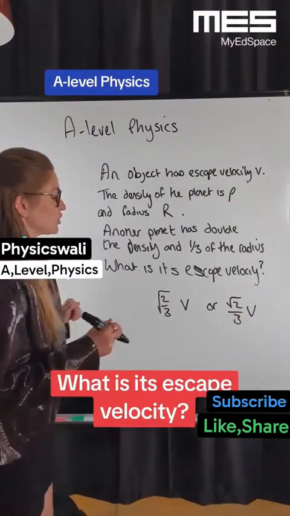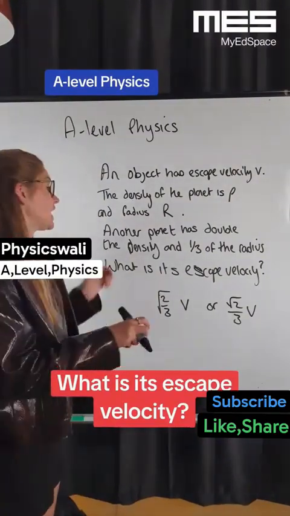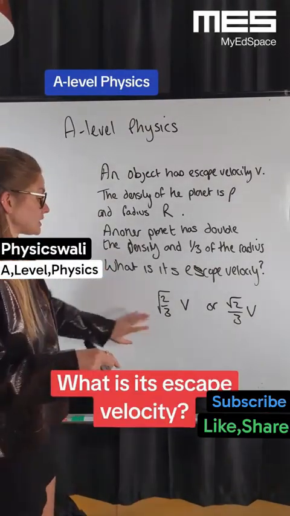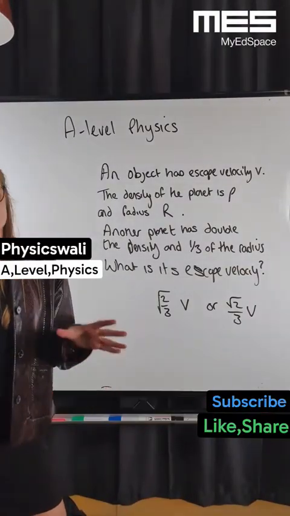Okay, so this one we're doing escape velocity, and we want to see how the escape velocity changes if we are doubling the density and taking a third of the radius. So we want to see how the velocity gets changed. I hope you're thinking, how do we write an equation for escape velocity?